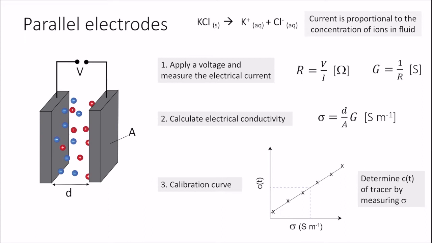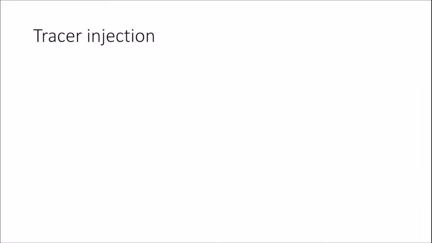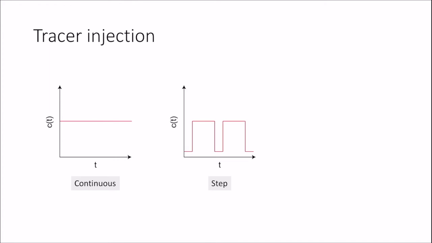But the question still remains, how do we administer the tracer? One can imagine that we can inject the tracer in a continuous manner. However, several problems remain because the concentration of tracer will be constant at the inlet and the outlet over time if administered in a continuous manner. Therefore, we should administer the tracer in a stepwise manner or a pulse-like manner.